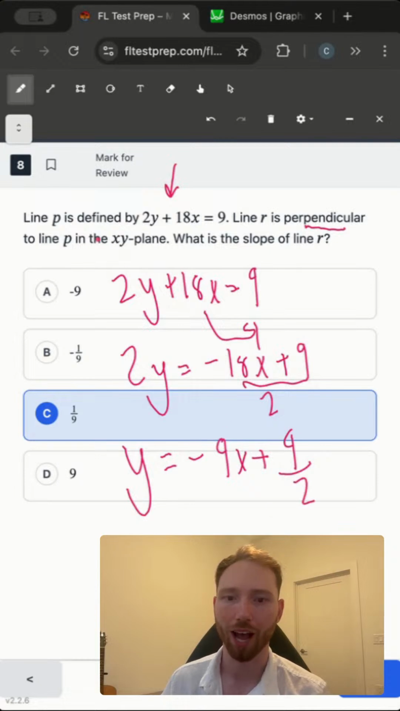And we know that our line R is perpendicular. So I'm going to take the slope of line P, which is negative 9, and turn it into its opposite sign reciprocal. So now it's going to be a positive 1 over 9, meaning C is going to be the correct answer for this question.